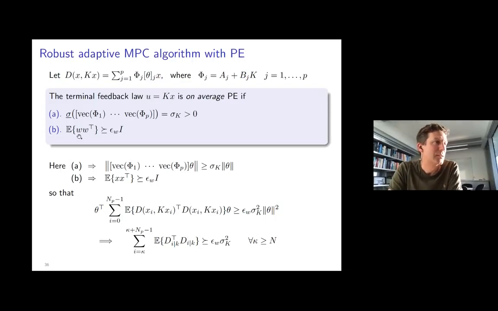Given this linear feedback law, based on the properties of the disturbance. So if the disturbance sequence has a covariance matrix whose minimum eigenvalue is greater than 0, so bounded by this epsilon W quantity, and if we also have a condition on the system dynamics, which basically means that the parameter vector which defines the state sequence is unique. So basically, the minimum singular value of this matrix is positive. Then we can guarantee that the persistency of excitation condition is actually satisfied under the terminal unconstrained feedback law.